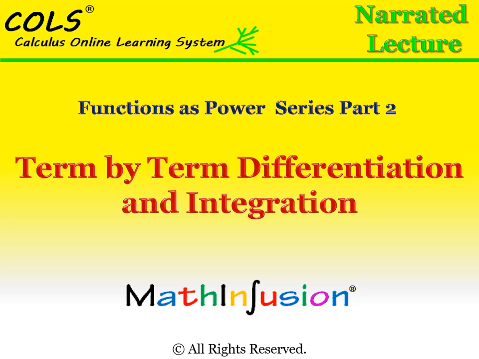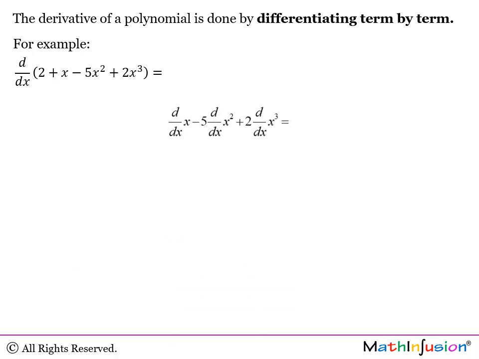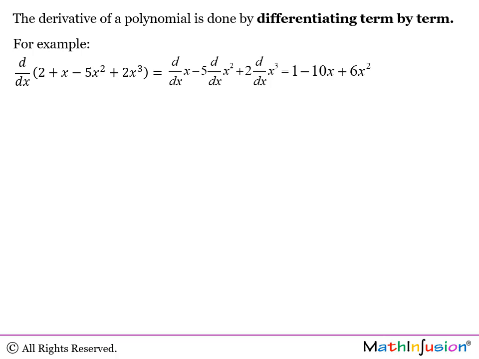Function as power series, part 2. Term-by-term differentiation and integration. The derivative of a polynomial is done by differentiating term by term. For example, in order to differentiate this polynomial, we will differentiate each one of the terms, and when we put everything together, we get the answer. Now we would like to investigate how we can differentiate a convergent power series.